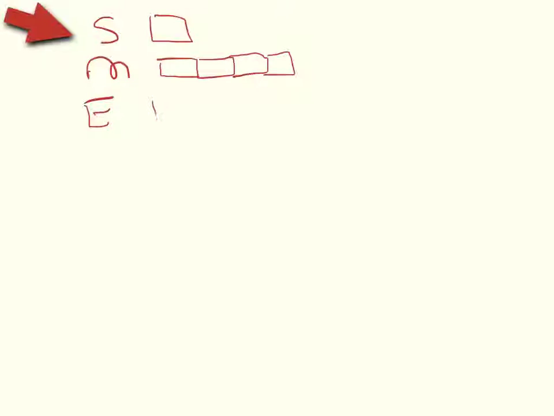So I'm going to let Surya be 1 rectangle, and Michelle would be 1, 2, 3, 4. And then Ella, I'm just going to let it equal a long rectangle. And it's not meant to be the same length or any relationship in particular between Surya's and Michelle's.